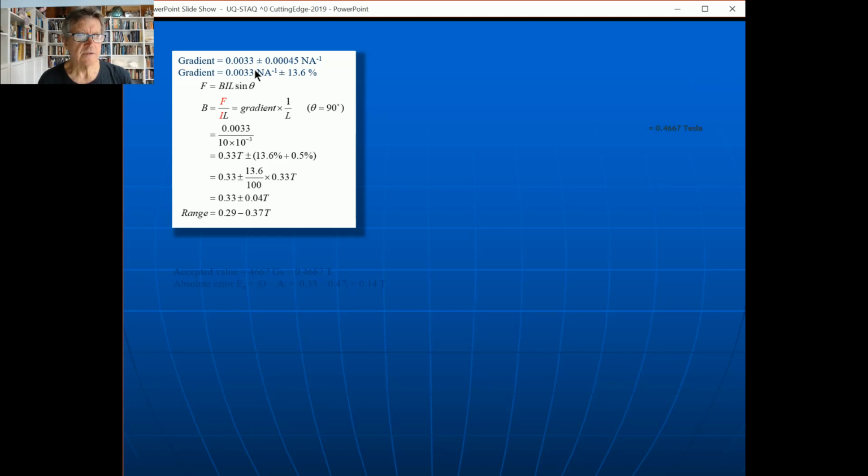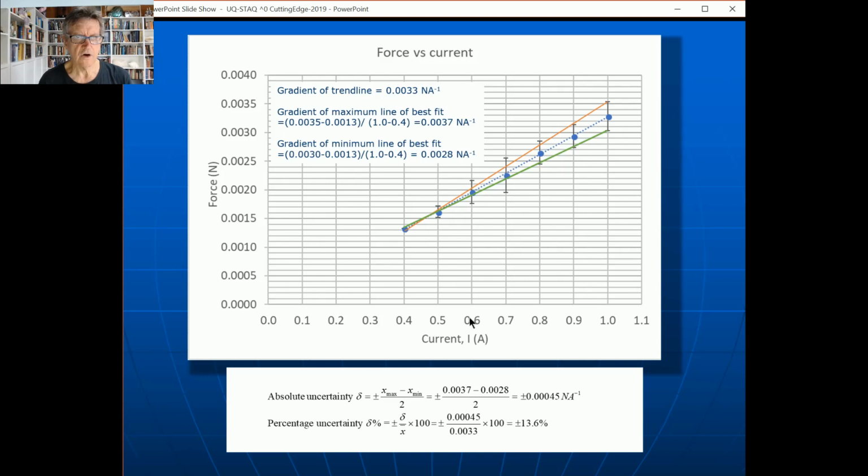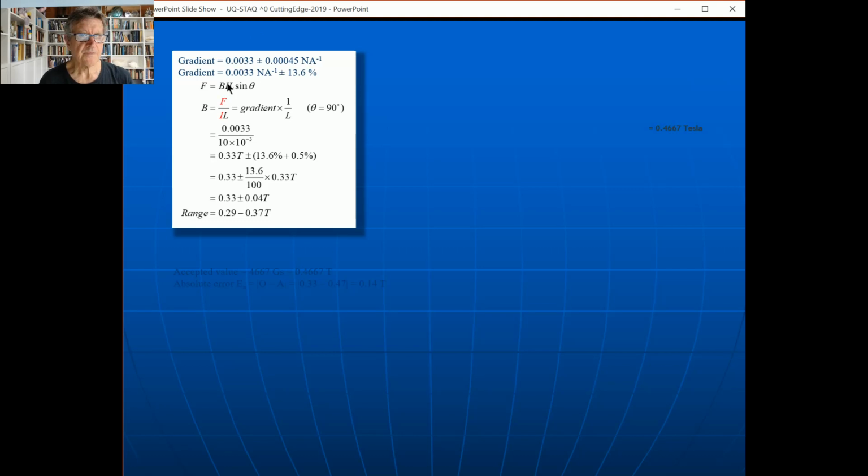Now sine theta is 1 because the wire is at right angles to the field. So you rearrange this and you have B equals F on I times L on the bottom. But when you think about it, F over I is the gradient. So if you go back to the previous graph, where is it here? F over I is the gradient. So you can replace the F over I in this equation by the word gradient. So B equals a gradient times 1 on L, which is the length of the wire in the field.